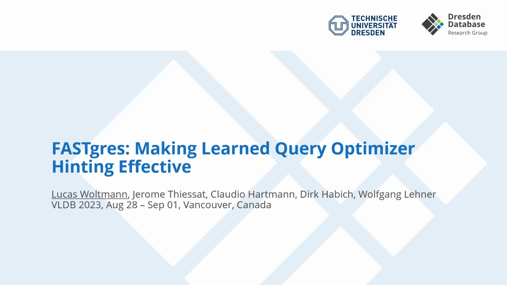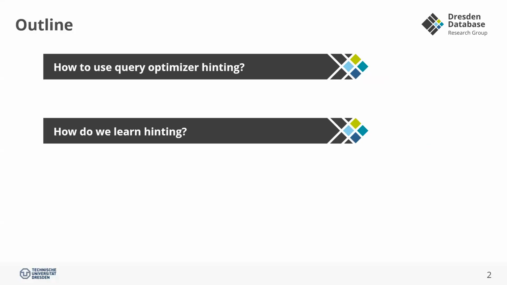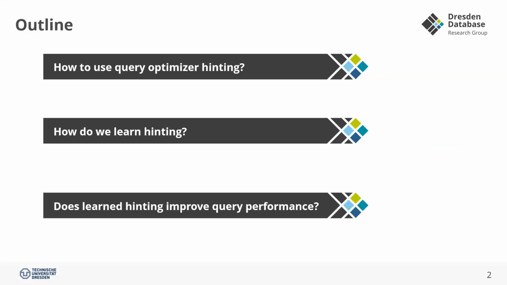And in our paper, we researched the questions on how can we use query optimizer hinting and how can we use machine learning to make query optimizer hinting even more effective. So first of all, we ask ourselves three questions. A, how to use query optimizer hinting. B, how should we learn hinting, or how should we model hinting with machine learning? And of course, does it help? So does it improve query performance?